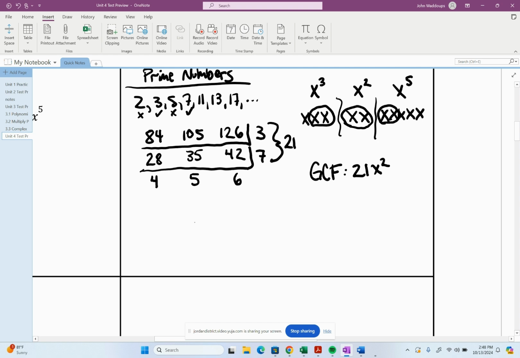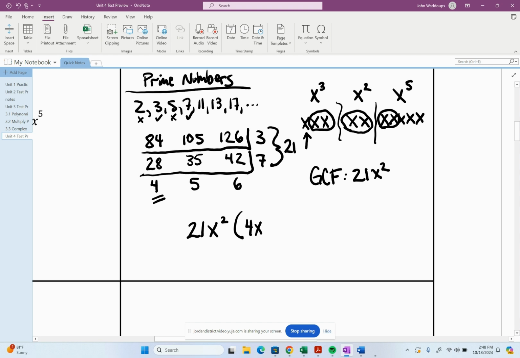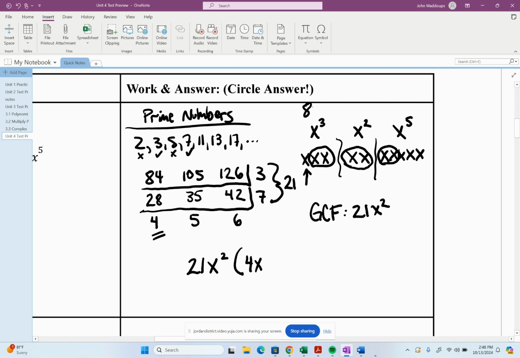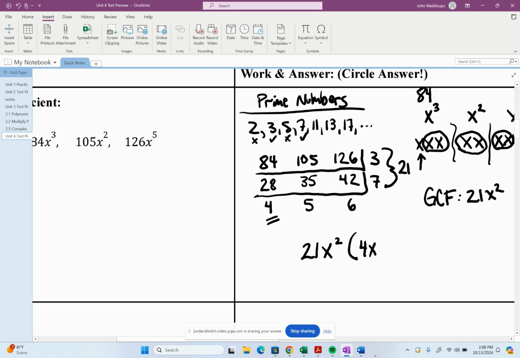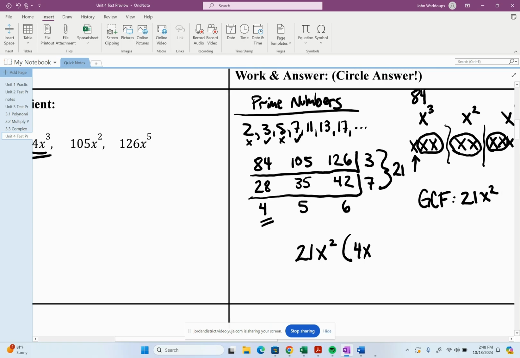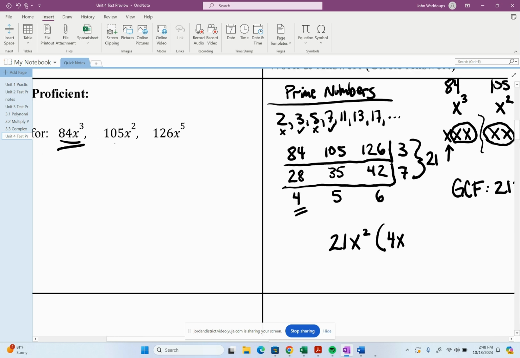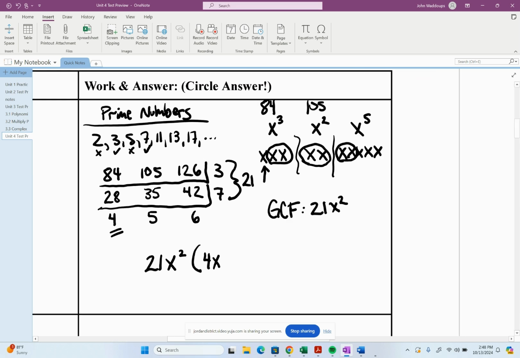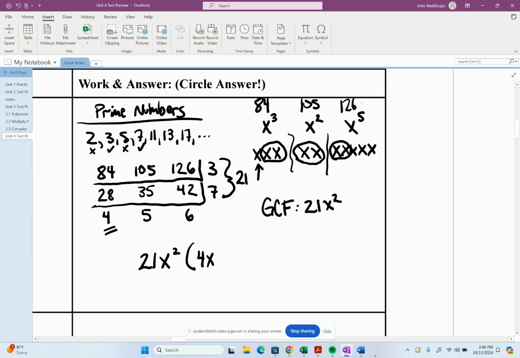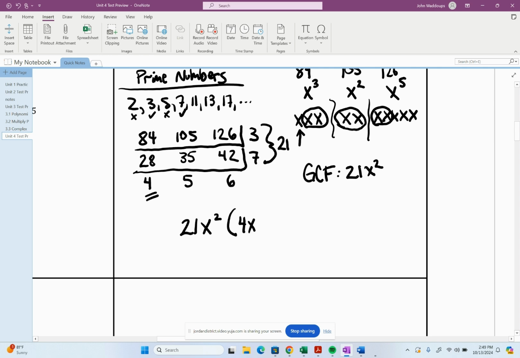And so now we need to write this as a product. Having factored out the greatest common factor, we would write 21x squared times 4. And when we took out the x squared there, we were left with 1, so that's 4x. Just to keep track here, this was 84x cubed, 105x squared, and 126x to the fifth.